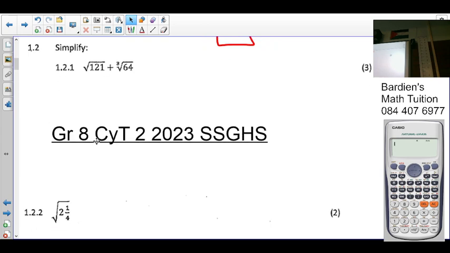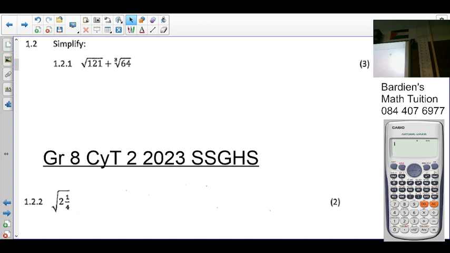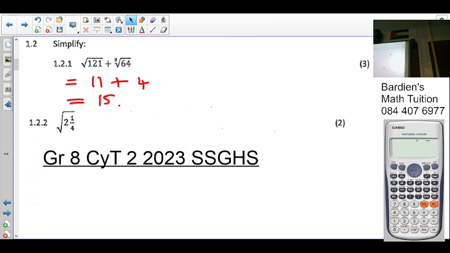Let's look at number 2. 1.2. The question says simplify. People, what's the square root of 121? 11. 11 times 11 is 121. Plus. What's the cube root of 64? 4. And 11 plus 4? 15. Let's look at 1.1.